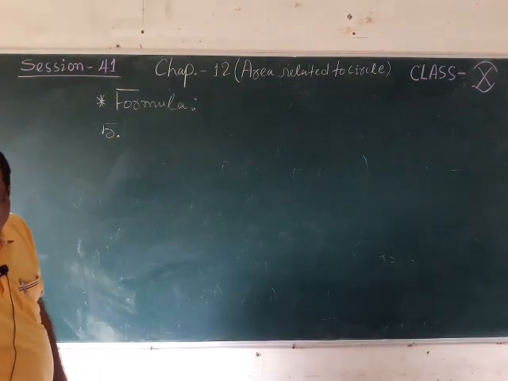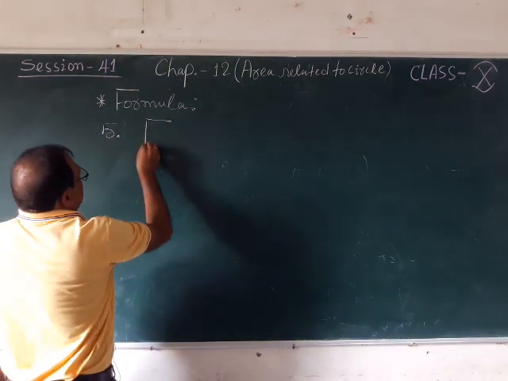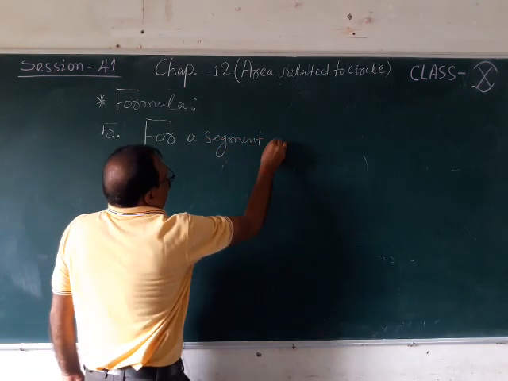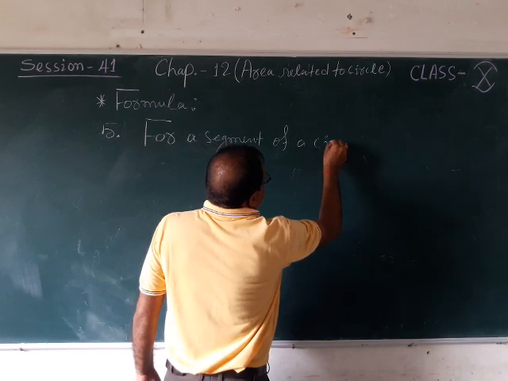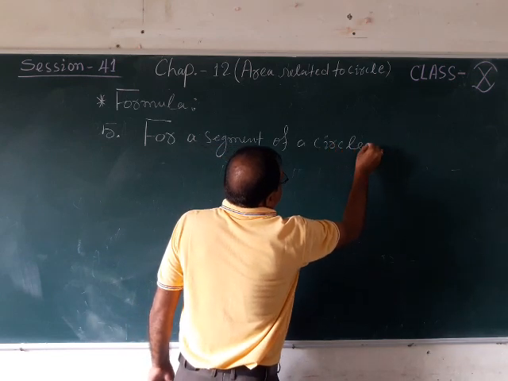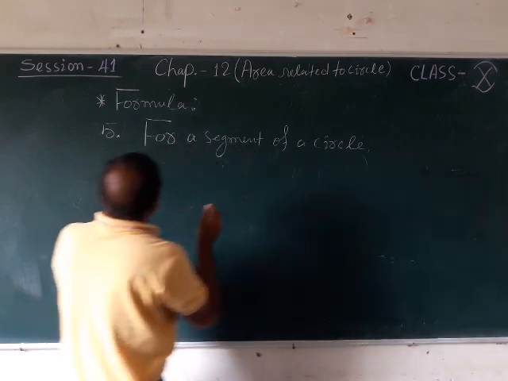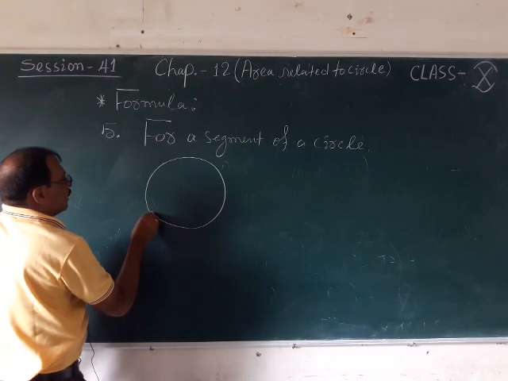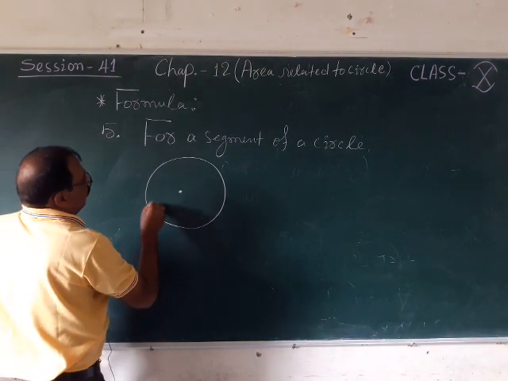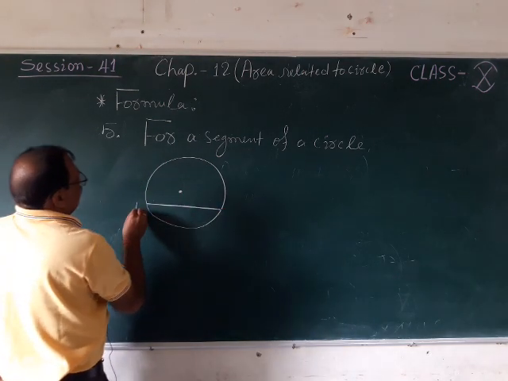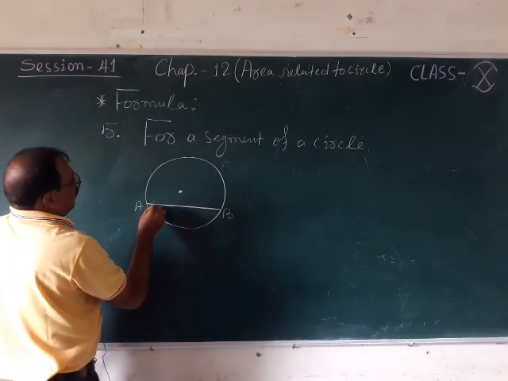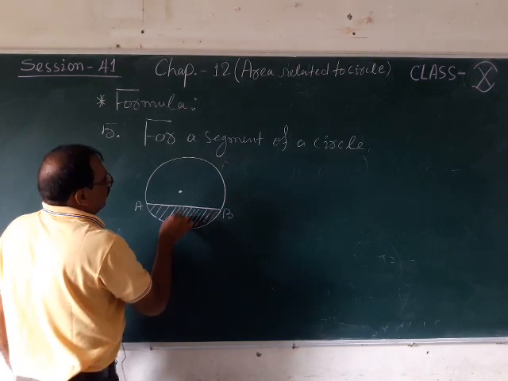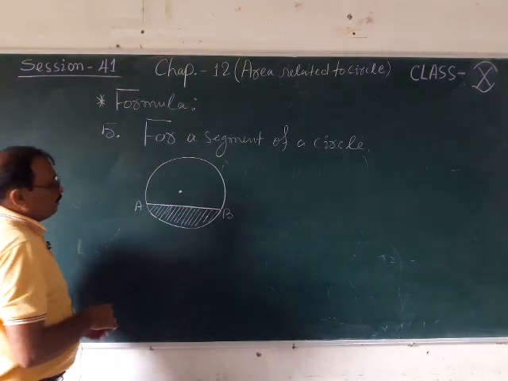Now I am talking about a segment of a circle. What do you mean by segment? Let me show you first. If you draw a circle and take one chord AB there, and you want to find the area of this shaded part, that is known as the area of a segment.